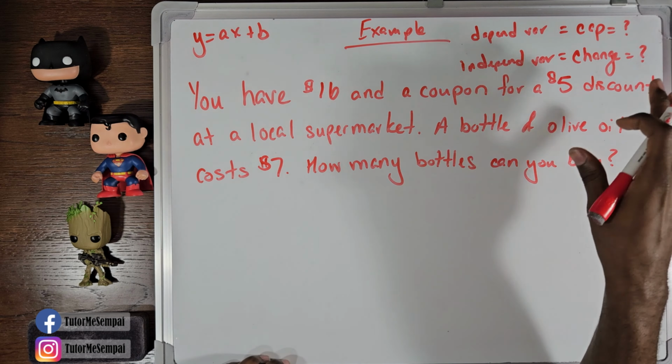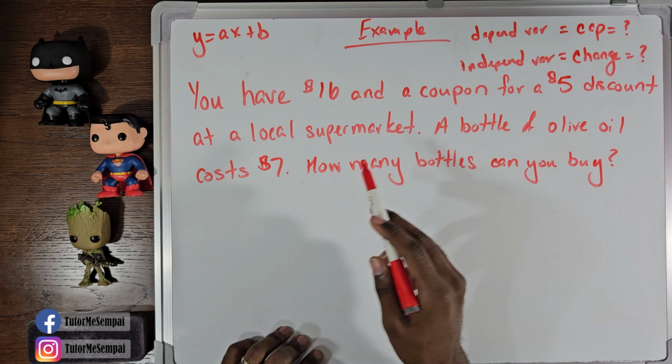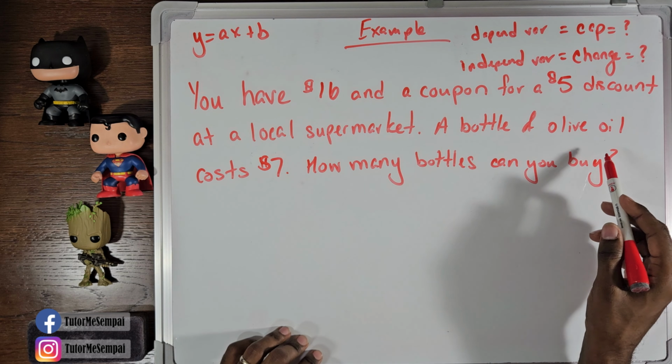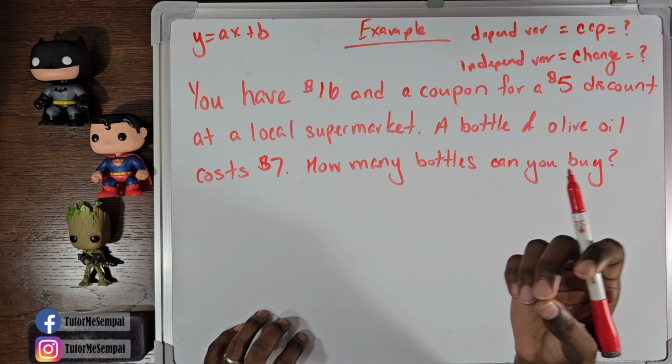So it says you have $16 and a coupon for a $5 discount at a local supermarket. A bottle of olive oil costs $7. How many bottles can you buy? Pretty straightforward. I didn't want to pick something overly complicated just to show you how to do this. But there's three things that you should have picked up on.